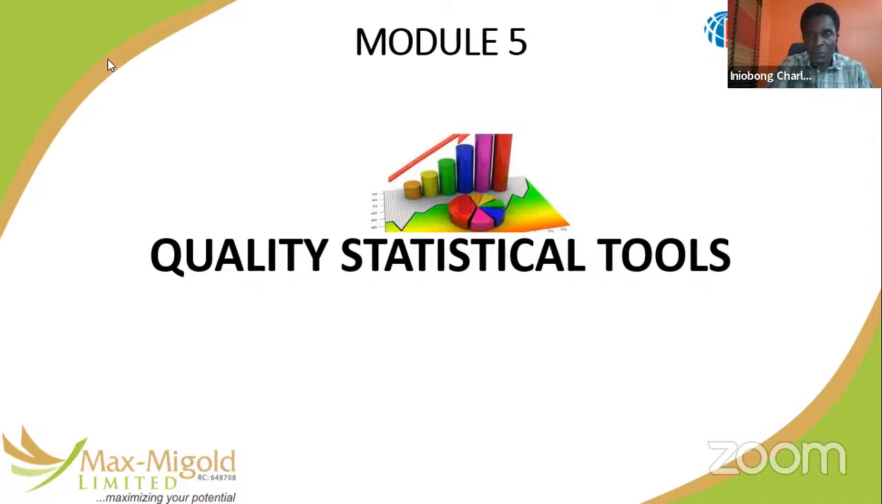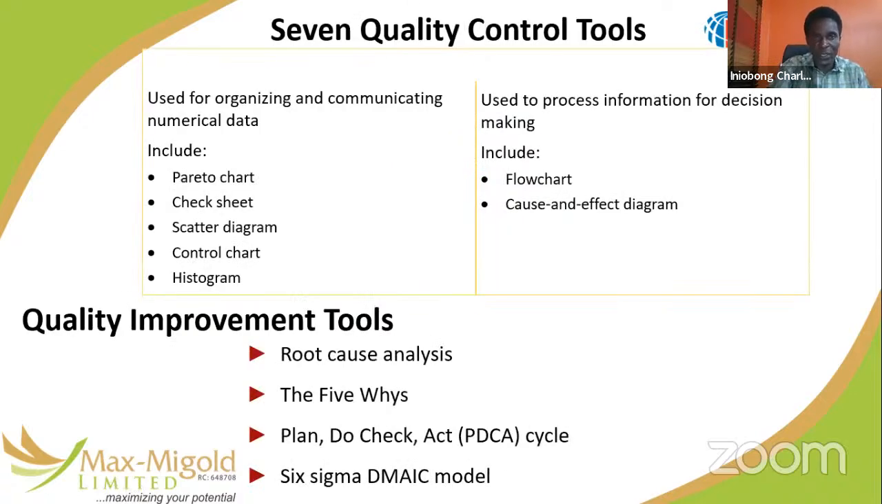Quality statistical tools. Now, like I said, quality is all about measurement. You must find a way of measuring your performance. So there are tools that can be used in measuring quality. For example, we have 7 quality control tools: the Pareto charts, the check sheets, the scatter diagram, the control chart, the histogram, the flow chart, the cause and effect diagram. These are quality control tools, which you may not know in detail, but they are the simple ones that you can easily apply in your FM operation.